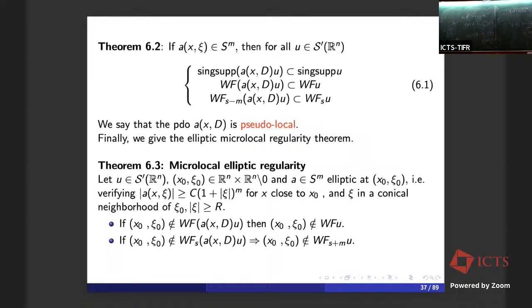So if you have a distribution and a differential operator of any order that satisfies, for instance, A(x, D)u is smooth, then u will be smooth as long as A is not zero. If (x0, ξ0) is not a zero of the symbol A, you are sure that microlocally near this point, u will be smooth. Also for the Sobolev wavefront, you have a gain of m derivatives.